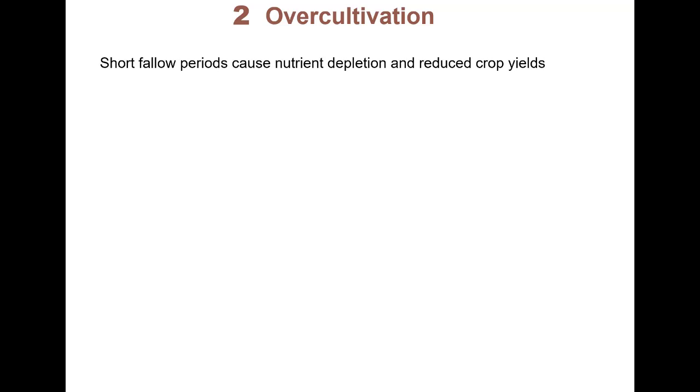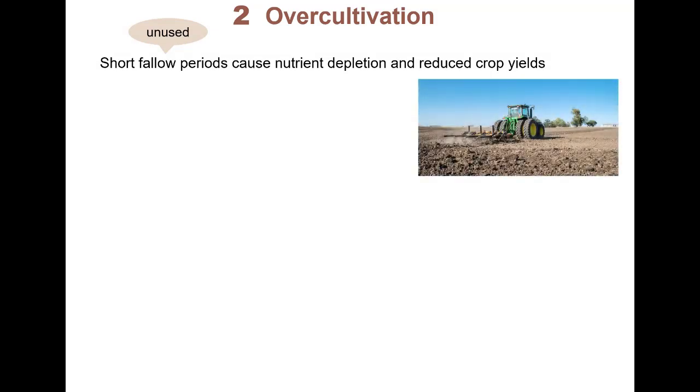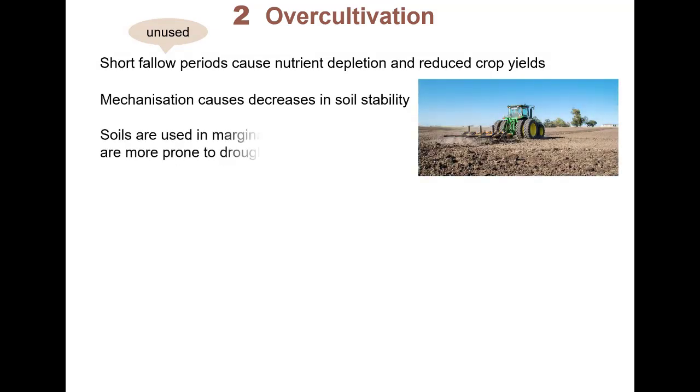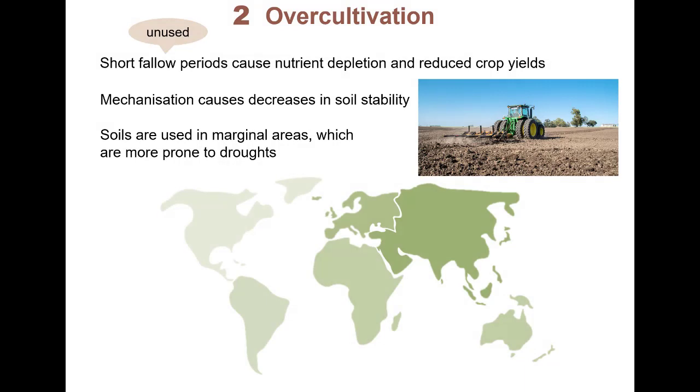Overcultivation occurs when short fallow periods cause nutrient depletion and reduced crop yields. Mechanization causes decreases in soil stability. Soils are used in marginal areas which are more prone to droughts. Examples of overcultivation are the U.S. Great Plains in the 1930s and Niger in the 1950s and 1960s.